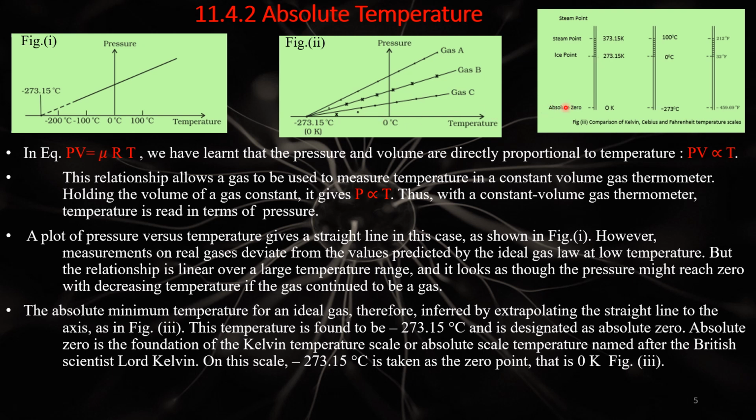The same scales are also plotted in figure 3, which is a comparison of Kelvin, Celsius and Fahrenheit temperature scales. This is the Fahrenheit scale, this is the Celsius scale and this is the Kelvin scale. The steam point on the Kelvin scale is 373.15 Kelvin, which corresponds to 100 degrees in the Celsius scale, equal to 212 degrees Fahrenheit, whereas the ice point on the Kelvin scale is 273.15 Kelvin, 0 degrees Celsius, and 32 degrees Fahrenheit.